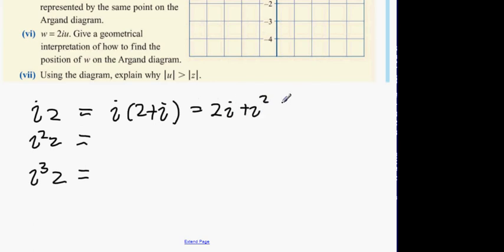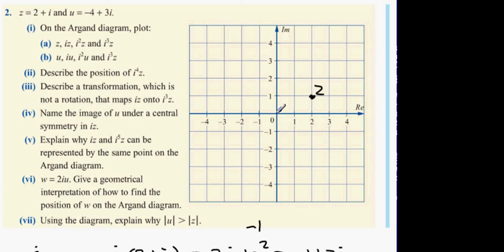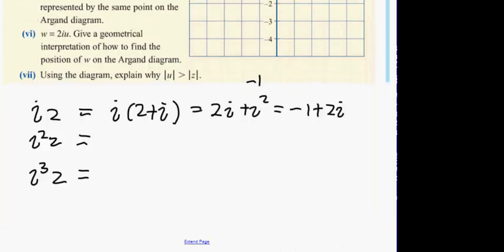Now what is i squared again? So it's minus 1 plus 2i. Minus 1 plus 2i is here. If I was to draw a line, when you multiply by i, you rotate the point around 90 degrees. The old point was here and the new point is up here. When we multiply by i again, I'm expecting it to be out the other side at 90 degrees. So let's see if that happens.